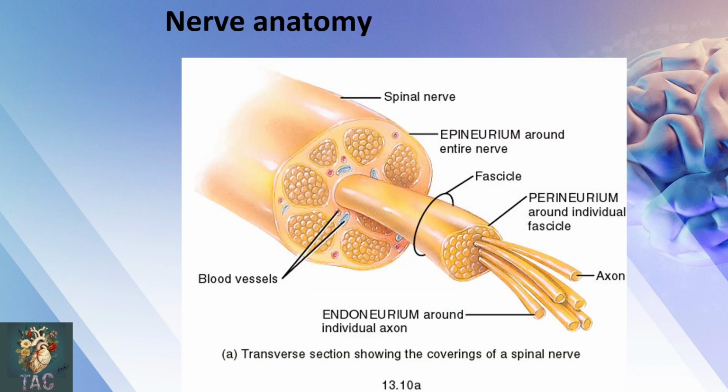So this is the section of the nerve. Here you can see the axons which are present, and these axons are covered by very fine connective tissue, that is the endoneurium. These axons collectively form the nerve fascicle, and this fascicle is surrounded by the perineurium, and these fascicles, when they combine, form the entire nerve, which is covered by the epineurium.